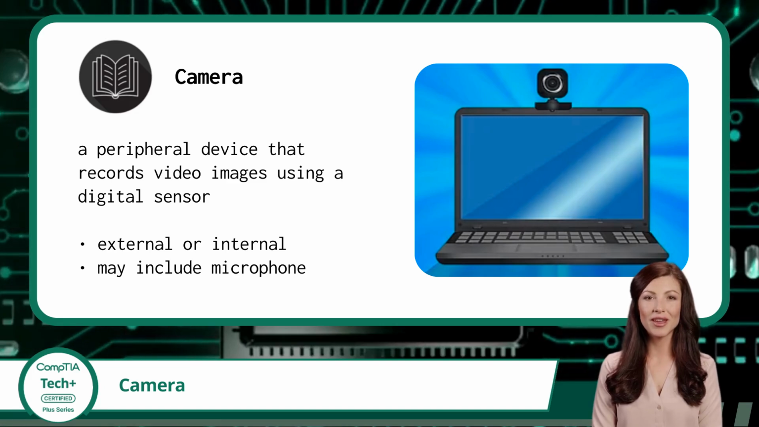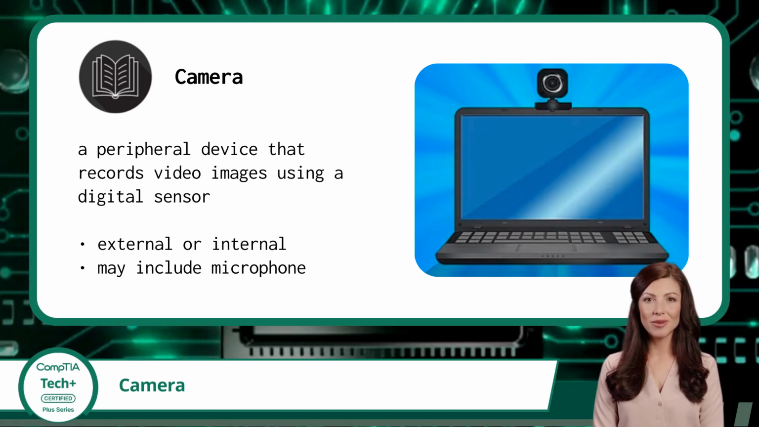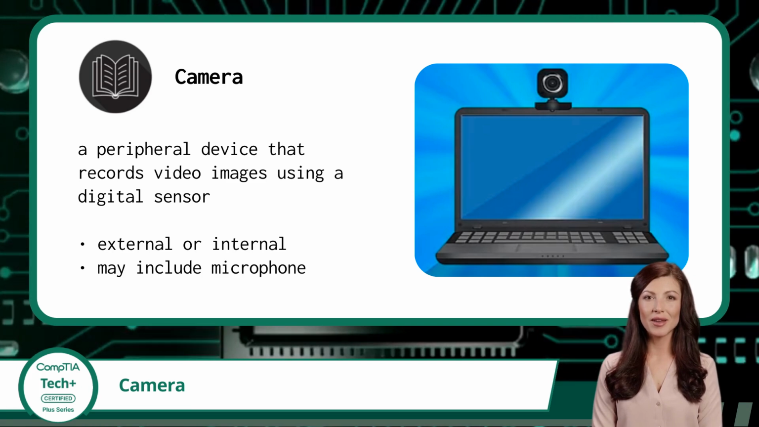Camera. A camera is a peripheral device that records video images using a digital sensor. It can be an external device connected through a wired or wireless interface, or it might be built directly into a device, like what you'll find on most smartphones, tablets, laptops, and even some smart TVs. Many cameras also include a built-in microphone, allowing them to capture both video and audio at the same time.